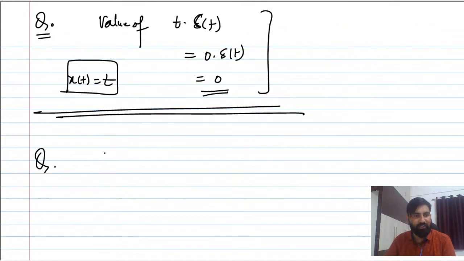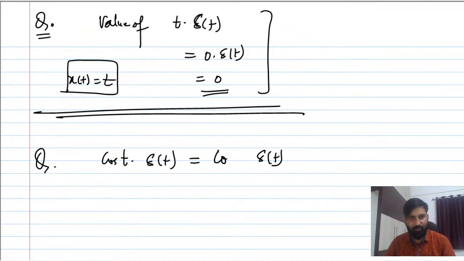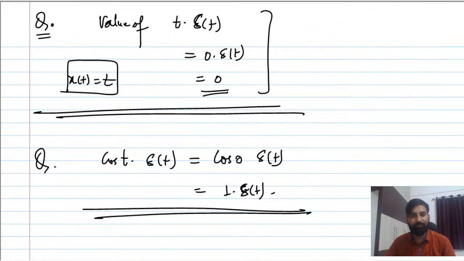Suppose somebody is asking cos t times delta t. What is this? What do you have to do? Delta t will be there, but now you have to put t equal to 0 in the function, right? So cos of 0 is nothing but 1 times delta t. It is a very easy question.